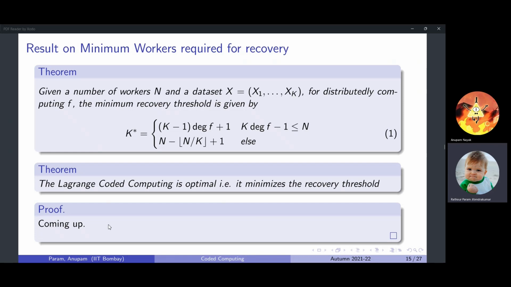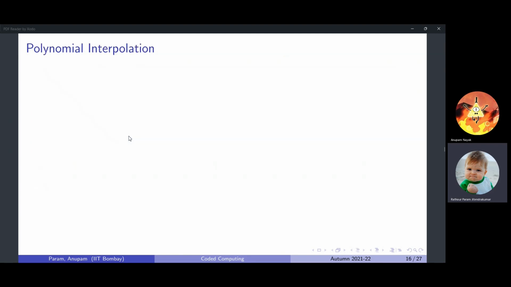Before proving that, let me tell you that the proof of the minimum recovery threshold for any arbitrary multivariate polynomial function f is a bit involved, so we will not include that. Instead I will prove that Lagrange coded computing is optimal given that this is the k star that we can get. So first we will brush up our 605. We have studied polynomial interpolation in Reed-Solomon decoding.